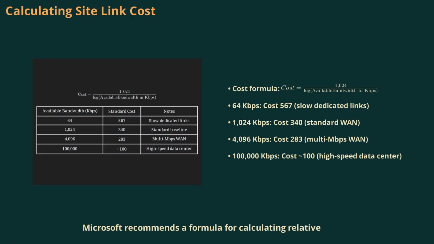Microsoft recommends a formula for calculating relative site link cost based on available bandwidth. Cost equals 1024 divided by log of available bandwidth in kbps. This formula helps you assign costs that reflect the true capacity and reliability of your WAN links.